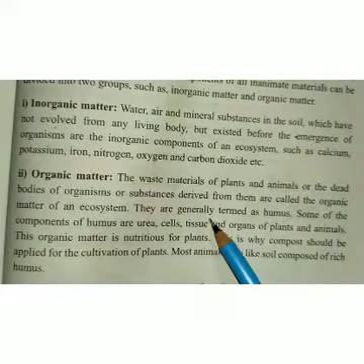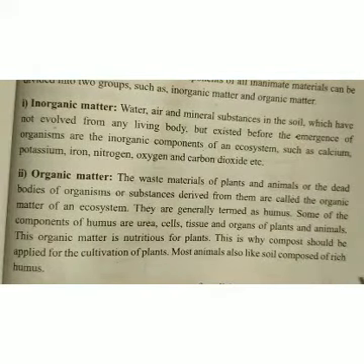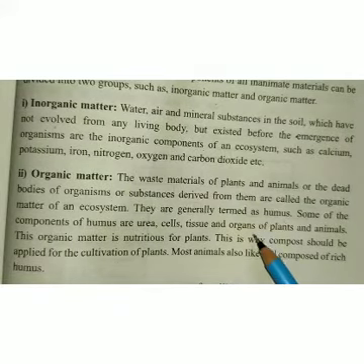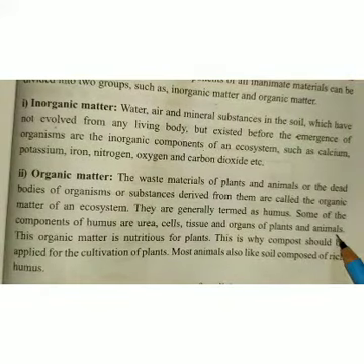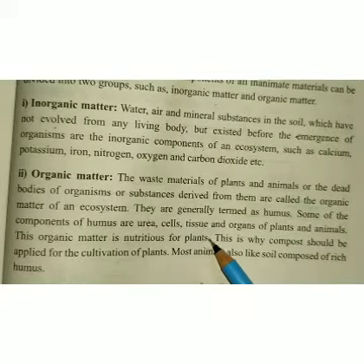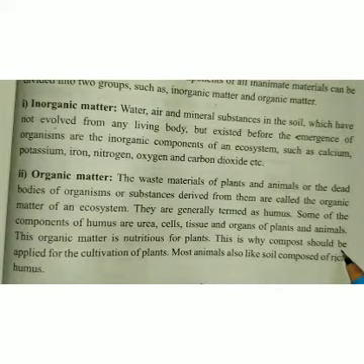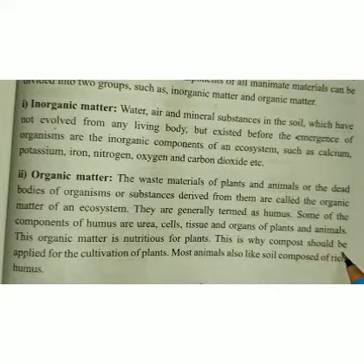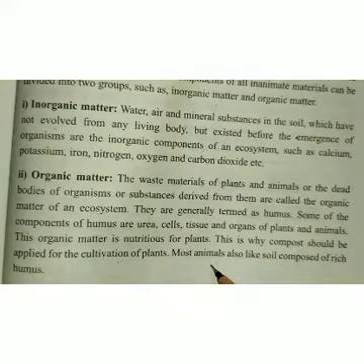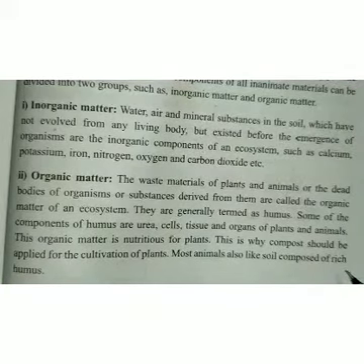They are generally termed as humus. Some of the components of humus are urea, cells, tissues, and organs of plants and animals. This organic matter is nutritious for plants. This is why compost should be applied for the cultivation of plants. Most animals also like a soil composed of rich humus.